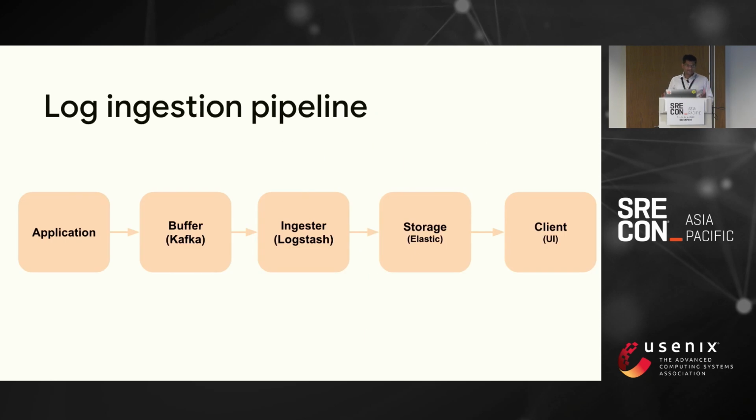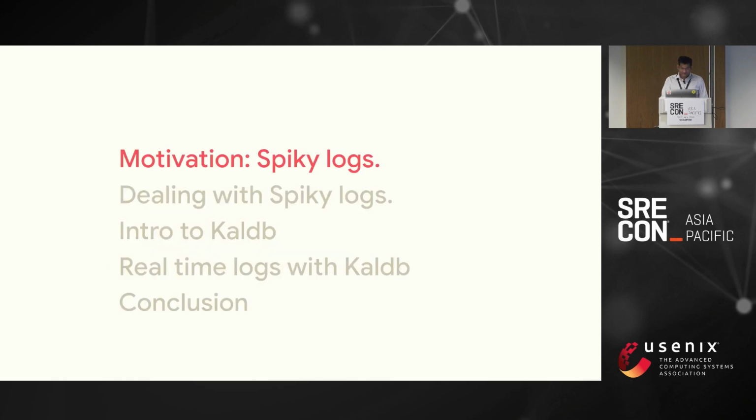A typical log ingestion pipeline looks something like this. There's an application that is producing the logs to a buffer, often Kafka. Then there's an ingester which is consuming these logs from this buffer, like Logstash. The ingester ingests these logs into a storage engine, typically Elasticsearch or OpenSearch. And then you have a client which is accessing these logs via a UI, usually Kibana, right?